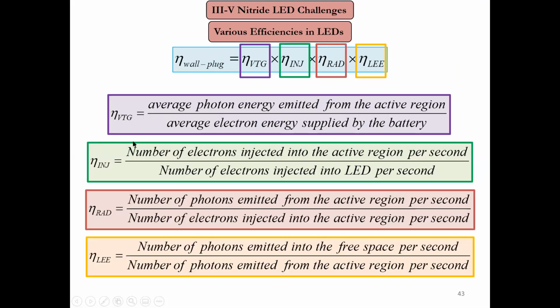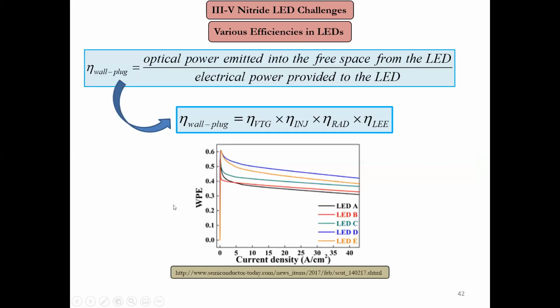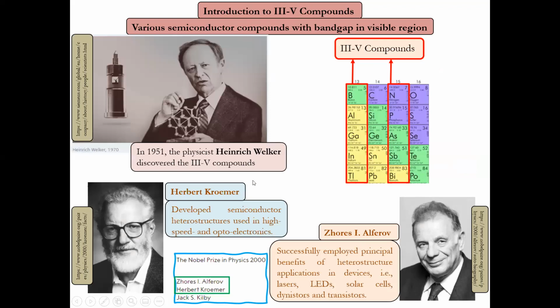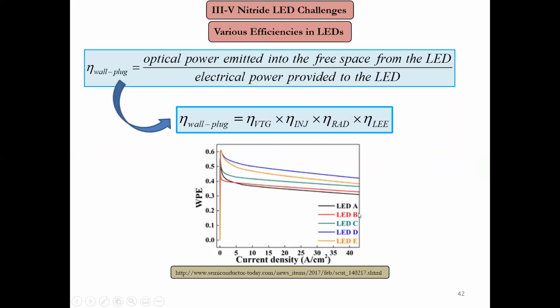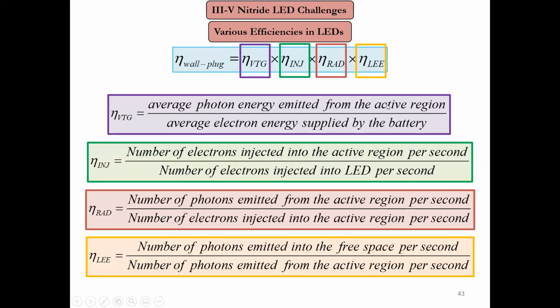So just briefly, for example, what is voltage efficiency? It is the average photon energy emitted from the active region. Photon energy is the energy h nu that we were talking about earlier. I would not like to go back and forth because this will disturb the entire webinar. So this is the average photon energy emitted from the active region over the average electron energy supplied by the battery or electrical supply. Then we have injection efficiency: the number of electrons injected into the LED per second.